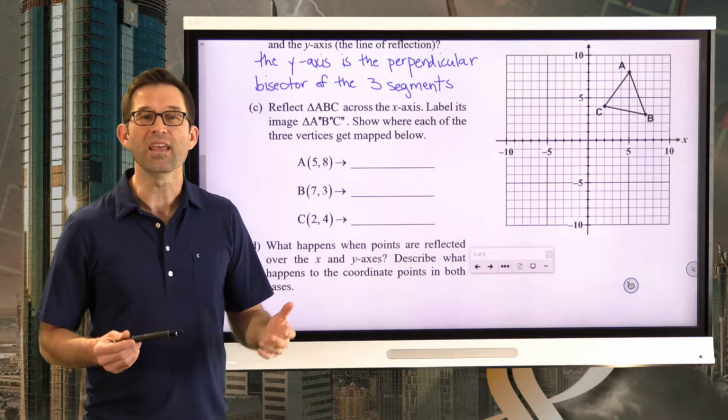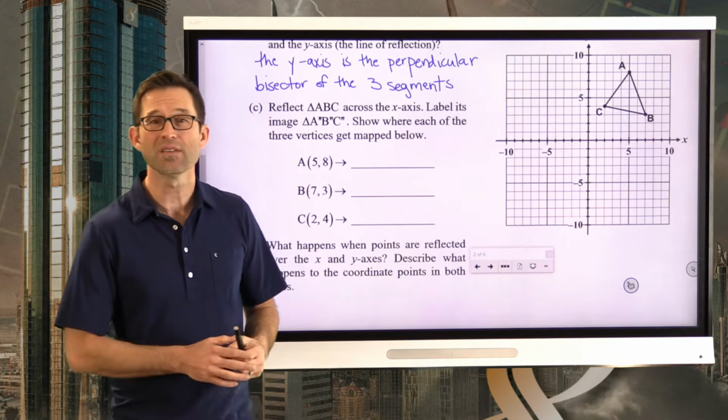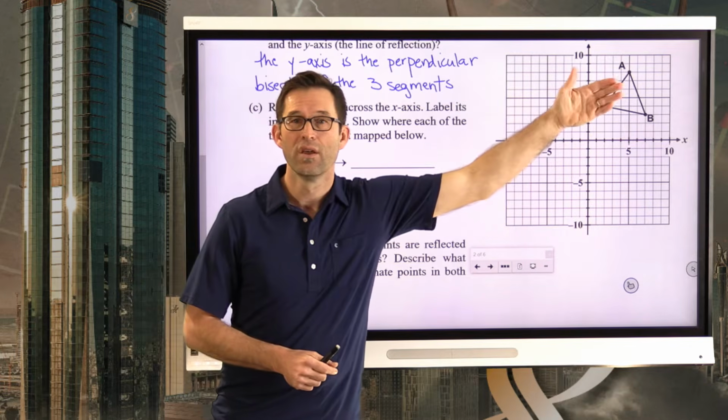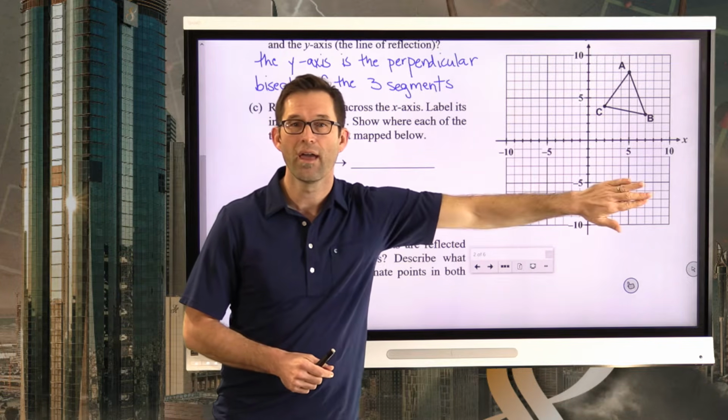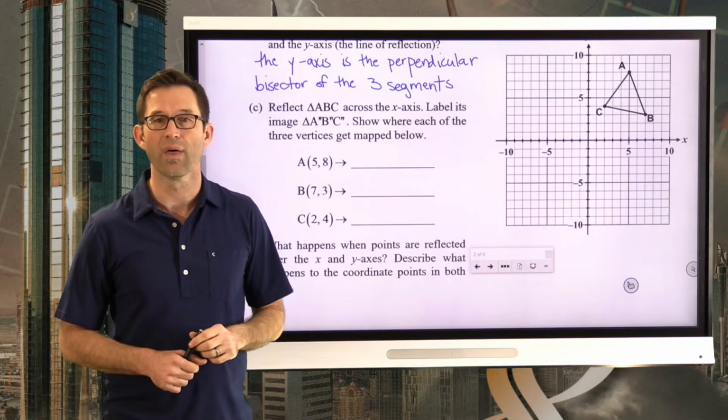See if you can use what we did in letter A to do exactly the same thing, except instead of flipping this triangle across the y-axis, you're going to flip it across the x-axis. Go ahead and pause the video and take a few minutes to do that.